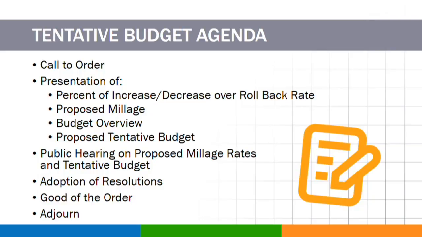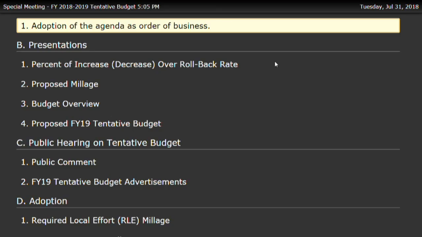Today's agenda includes presentation on the percent of increase-decrease over the rollback rate, proposed millage, budget overview, proposed tentative budget, a public hearing on the tentative budget, adoption of the required local effort millage, basic discretionary millage, capital outlay millage, resolution determining revenues and millages, and resolution adopting the tentative millage rates for fiscal year 2018-19, fiscal year 19 tentative budget and related resolution adopting the tentative budget, acceptance of the 2018 certification of taxable value, scheduling of the final budget public hearing. Comments from board members, board attorney, and superintendent.